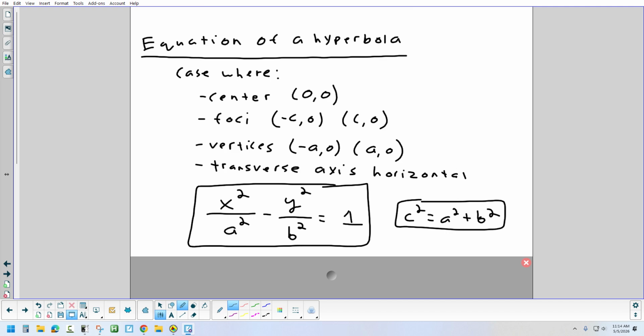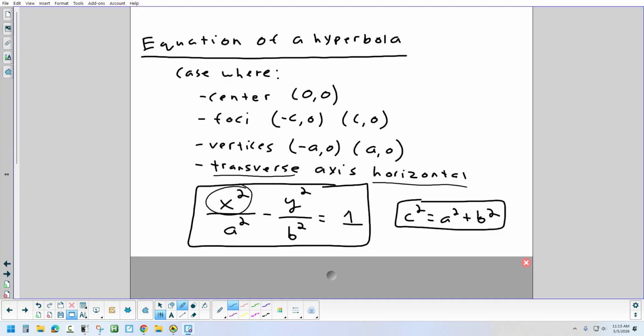Now, does anyone have a guess what's going to change when the transverse axis is vertical? The denominators? No, not the denominators. So yesterday, the way that we figured out which way the major axis went is we looked at where A was, because A was always the bigger number. That's not at all how you do it today. The way you do it today is you look at the variable that is positive.